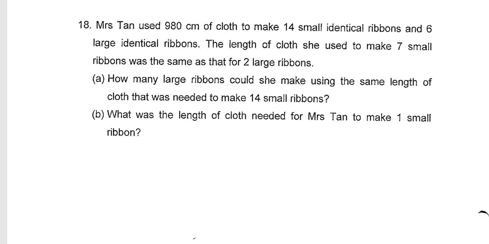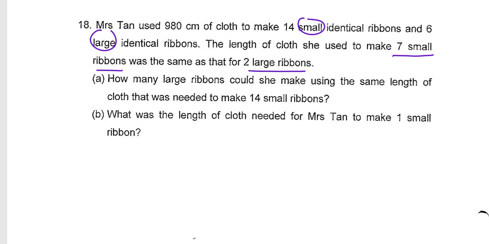Alright, now question 18 says this: you have got this girl who is going to use 980 centimeters to make 2 types of ribbon. A small ribbon and a large ribbon. Okay, now they gave you the proportion. They said that in order to make 7 small ribbons, the length that you used is actually the same as that for 2 large ribbons.